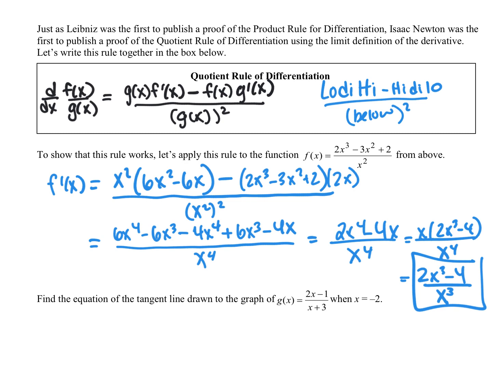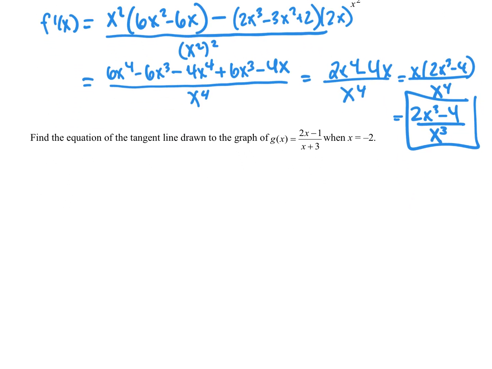Okay, so for this next example, it says to write the equation of a tangent line. Sorry, any questions on that one? How we use the quotient rule? I think it's pretty black and white, but any questions? All right, let us find the equation of the tangent line.